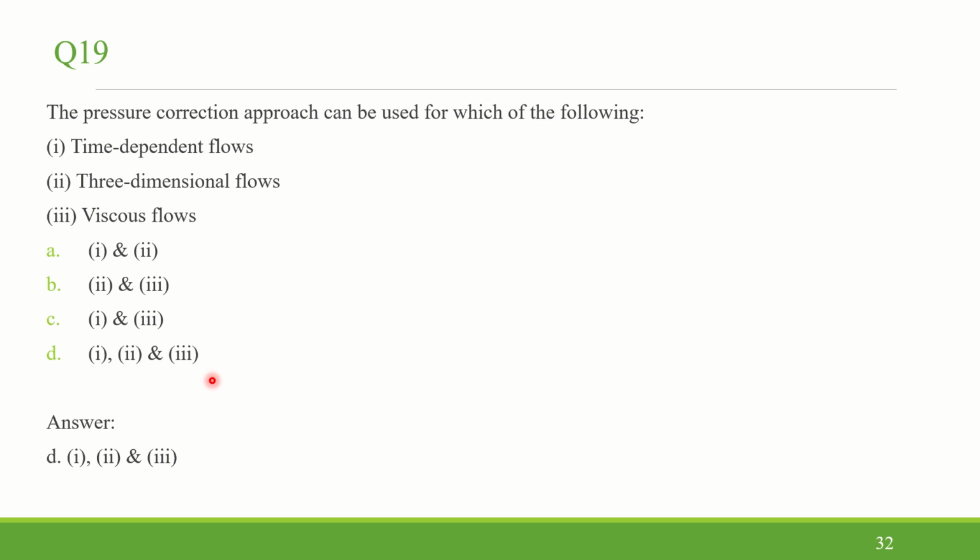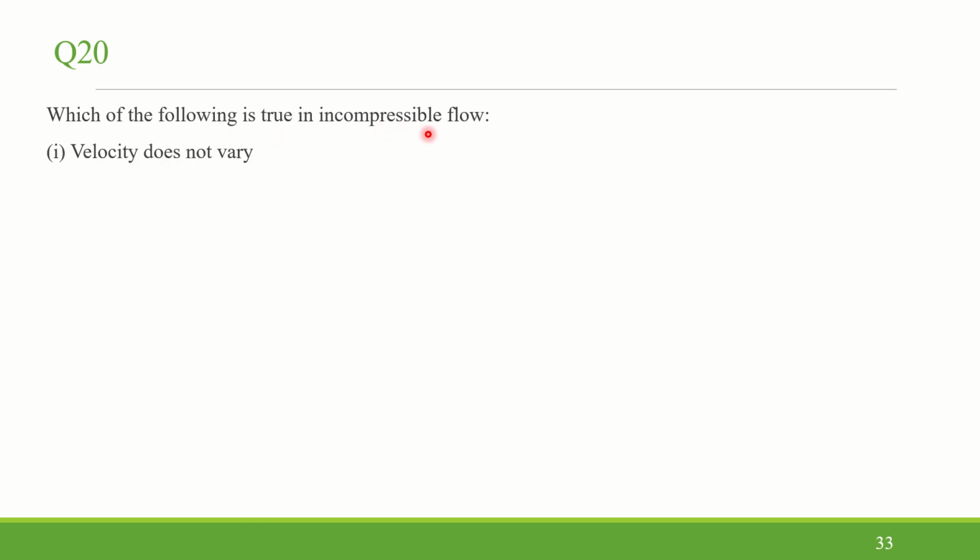Now coming to question 20, we have: which of the following is true in incompressible flows? First one, velocity does not vary. Second one, pressure does not vary. Okay, we have two statements. First one, velocity does not vary. Second one, pressure does not vary.